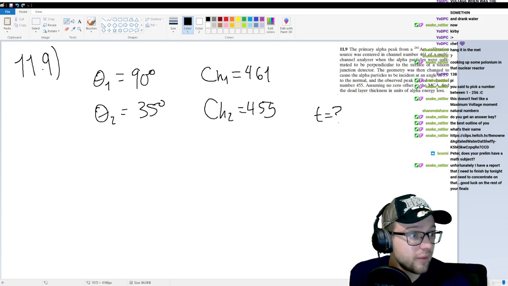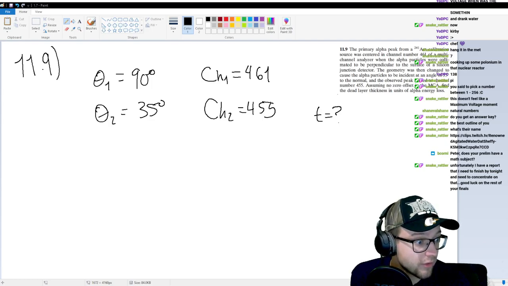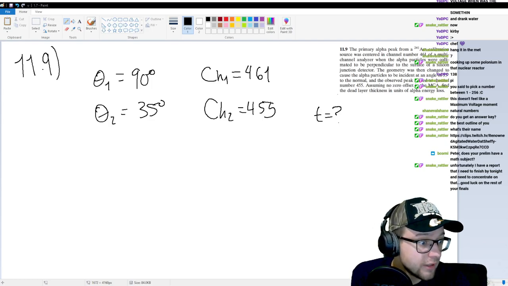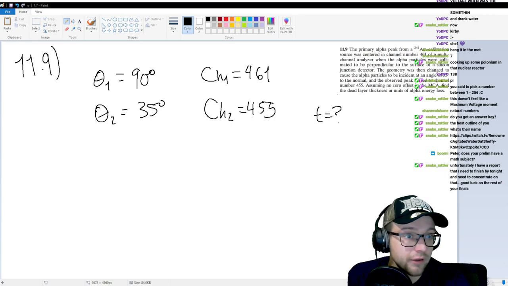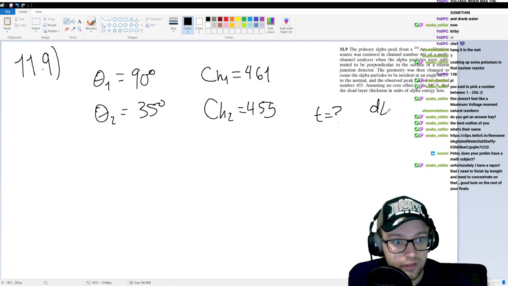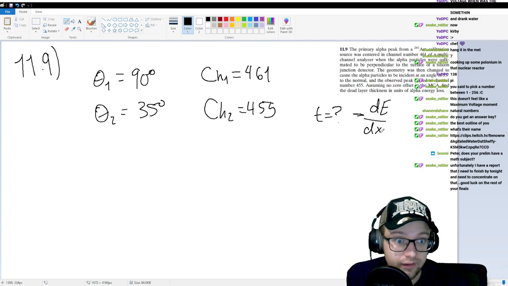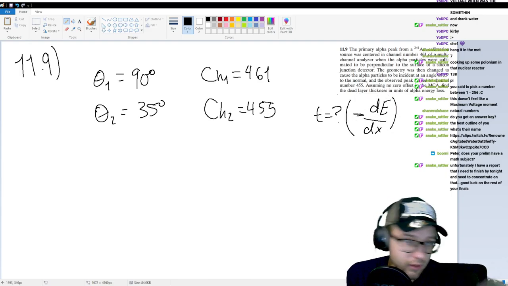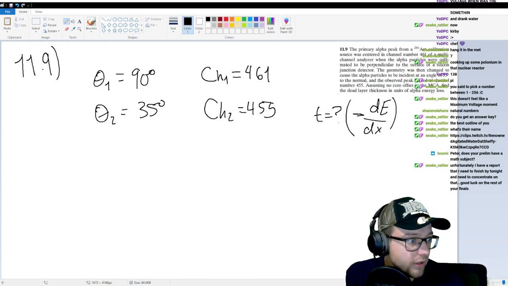All right, so semiconductors, let's all play around with semiconductors. These are the things that I need to know anyway. So, we're looking for the dead layer thickness in units of alpha energy loss. That also tells me that this is going to have some component of dE/dx in it, because that is going to be the energy loss per thickness, per distance traveled. So we're going to be looking for something like this probably. So let's go through the book and find some fun.